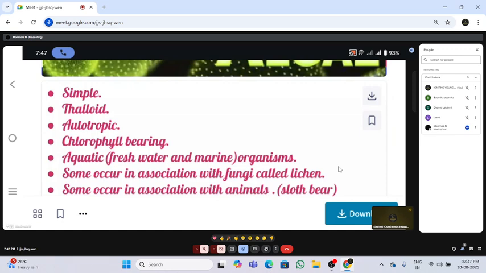So algae, the study of algae, which is called Thallophyta. Actually, Thallophyta is a simple organism with a thalloid body. They have a thallus form. The plant body is a thallus. And the study of algae is called phycology.